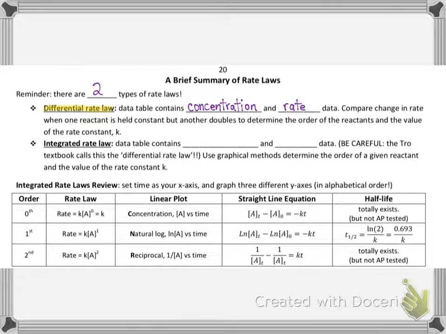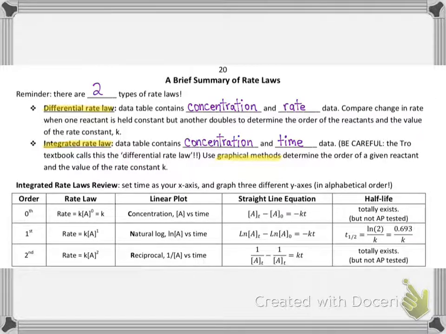The other type of rate law we have is the integrated rate law. That's the one where you're given a data table or a graph containing concentration and time data. This is the one where we use what we call graphical methods, where you compare the three different graphs: the graph of the concentration versus time, the natural log versus time, and the reciprocal versus time, to determine which one is most linear, and that will determine the order with respect to that reactant.